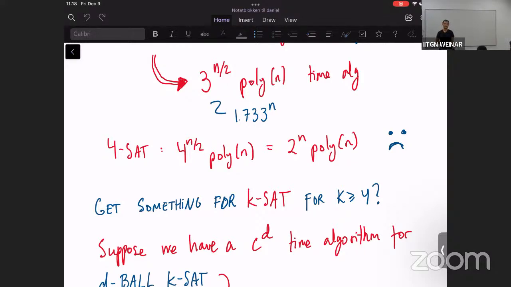So the reason somehow we're failing for 4 sat is we are spending too much time in our ball search. But we're trying to start our search in 2 positions, right? So what if we tried starting in more positions, but having a smaller ball that we're searching? Maybe we could win then, right? And that is roughly what we're going to try to do.